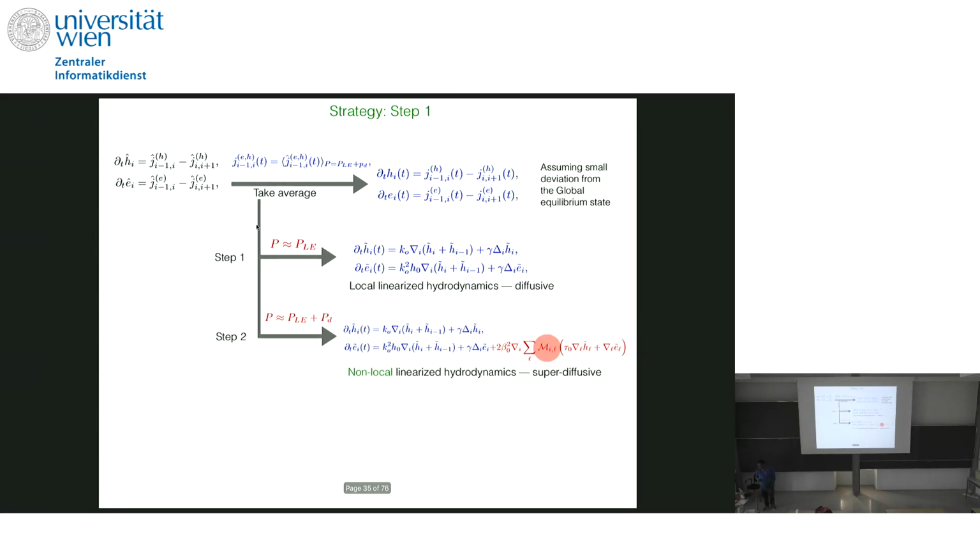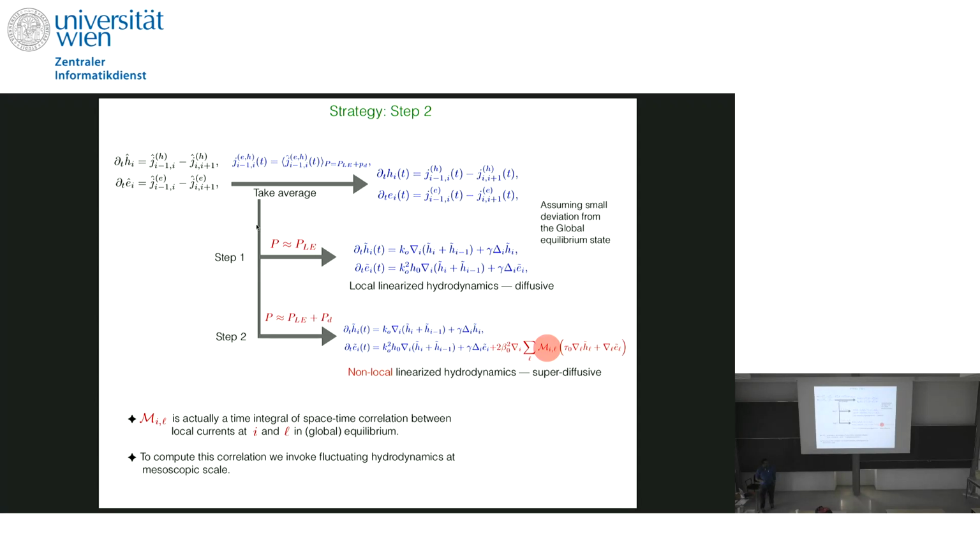So in the second step, I'll consider the correction from the local equilibrium, the deviation from the local equilibrium. These equations get modified, and we will get a non-local but linearized hydrodynamics, and there will be a non-local kernel, and that will give me super-diffusive evolution, as I'll demonstrate.